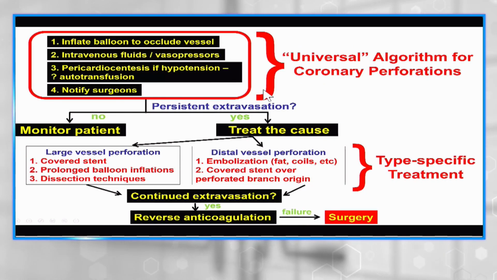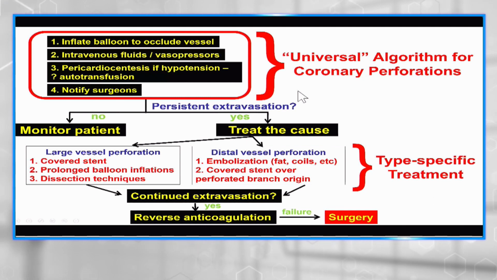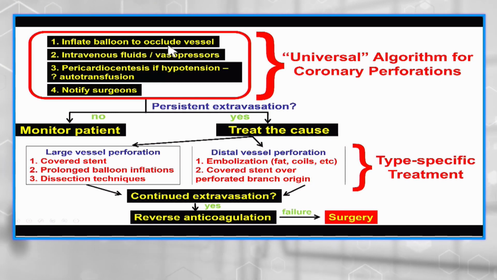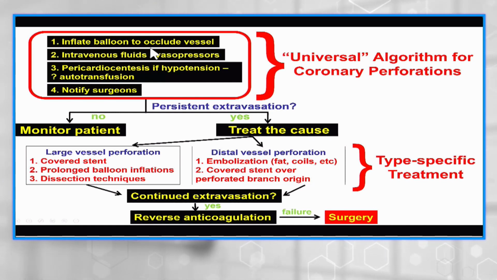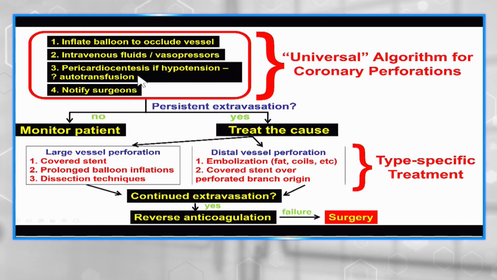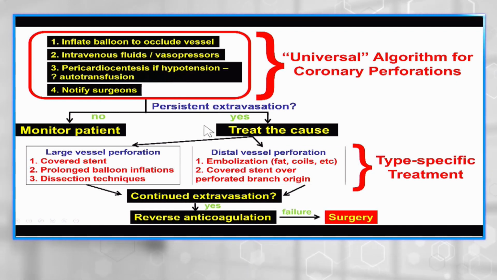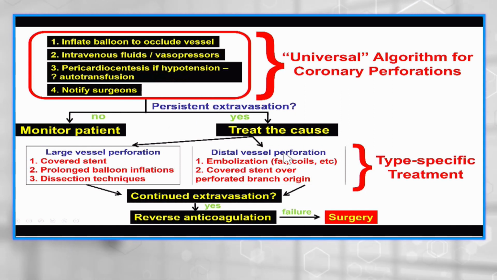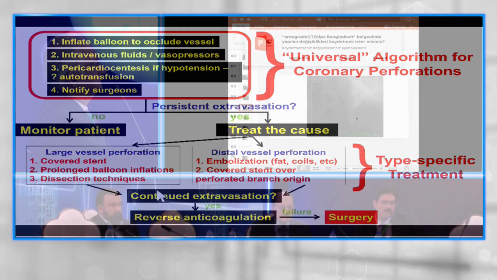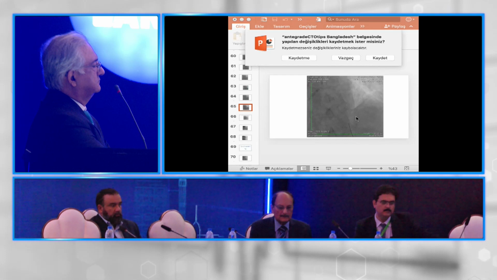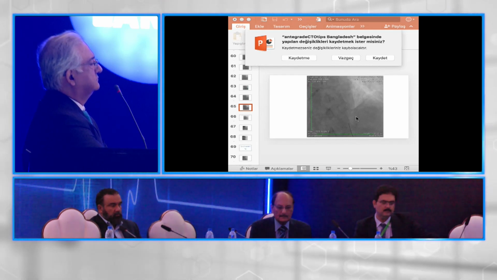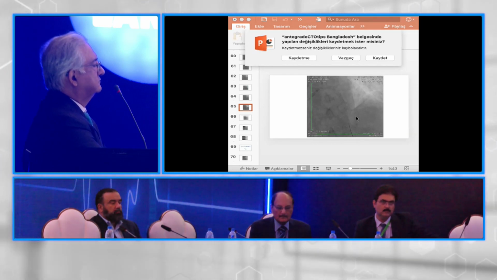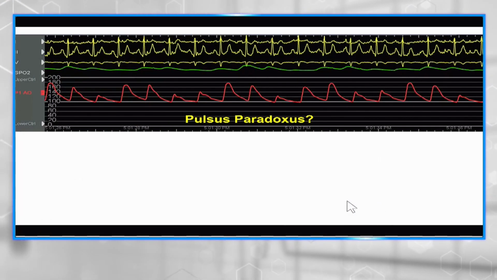For every complication, such as perforation, it is important to have an algorithm in mind. For example, for perforations, the first and most important step is to inflate a balloon to occlude the vessel, give fluids, do pericardiocentesis if the patient develops tamponade, and call the surgeons. And then, if we have a large vessel perforation, typically we put a covered stent. If we have a distal vessel, we do embolization. We do not reverse anticoagulation because that can lead to thrombosis, and this is reserved until after all the equipment is removed from the body. And very rarely, surgery might be needed to control a perforation.